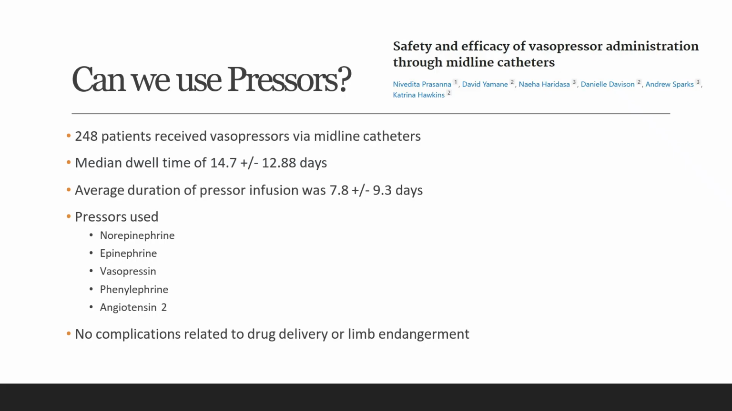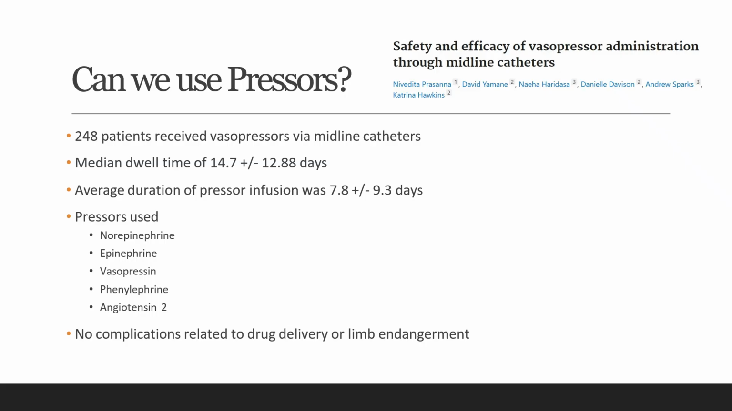So in a previous slide, I already covered that when you place these lines, you may be able to use some medications, and may not be able to use others. Again, you should stay within the boundary lines of what your hospital pharmacy approves and what your guidelines show. But in this study, they actually looked at whether we can use pressors through a midline catheter.